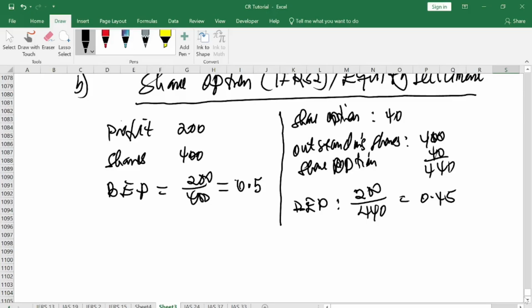So you realize that now your basic earning per share has reduced to 4.5. Earlier it was 0.5. Now it has reduced to 4.5. This is what's called diluted earning per share. So this is what the question wants you to find out about dilution when you introduce shares to people for free, or they made part payment and then part of it is also free.